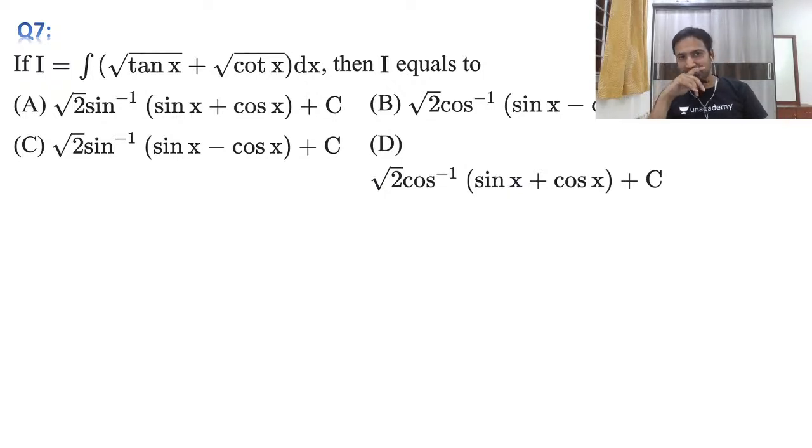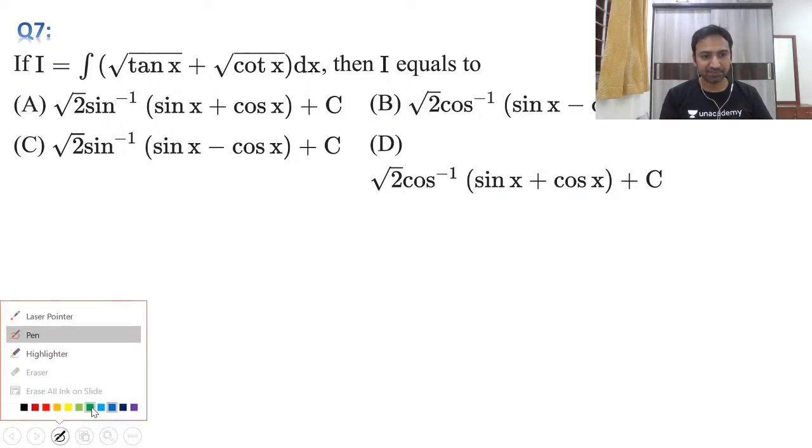Next question. Integration of root tan x plus root cot x. Guys, if you observe, all the options are in the form of sin x and cos x. So we need to convert this in terms of sin x and cos x. For that, I can write root tan x as root sin x by root cos x, and root cot x as root cos x by root sin x. If I do this, what do I get, guys? Let's do this.